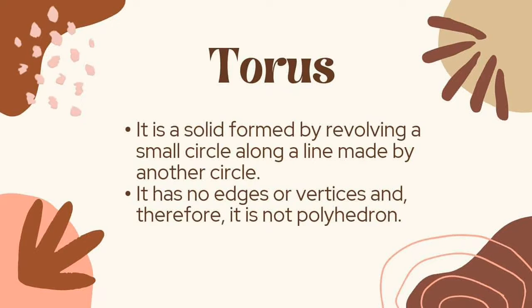Lastly, for the non-polyhedra, is the torus. A torus is a solid formed by revolving a small circle along a line made by another circle. It has no edges or vertices, and therefore, it is not a polyhedron. In mathematics, a torus is a surface of revolution generated by revolving a circle in three-dimensional space about an axis that is coplanar with the circle.